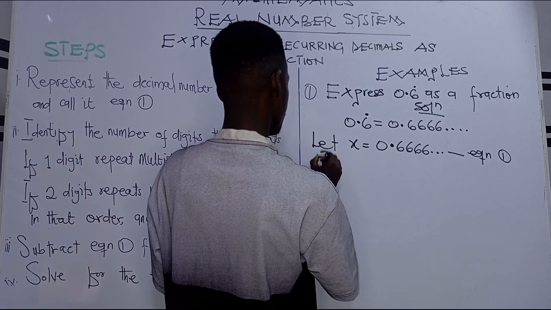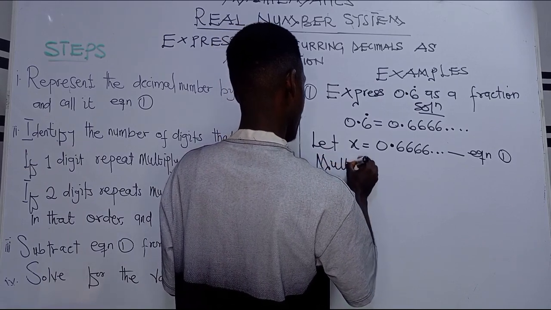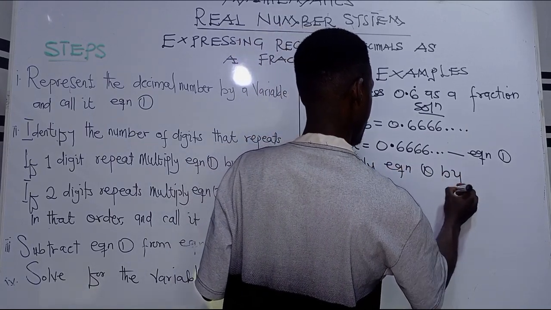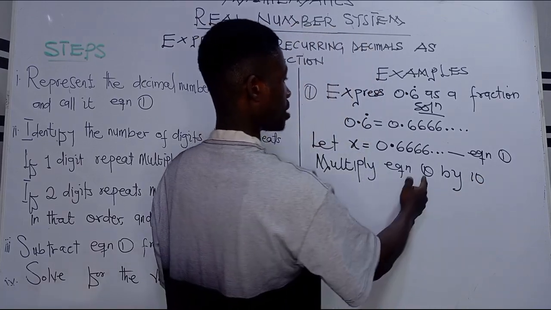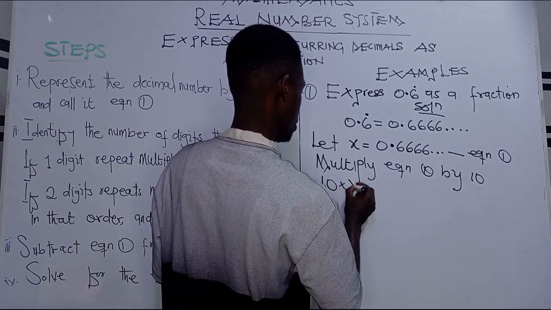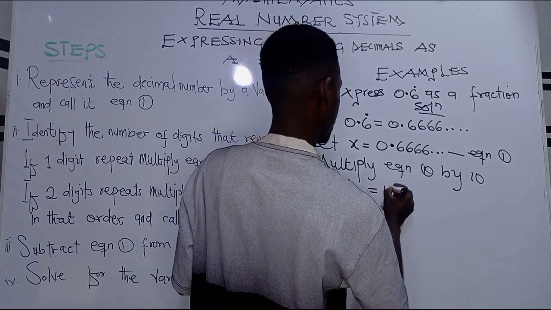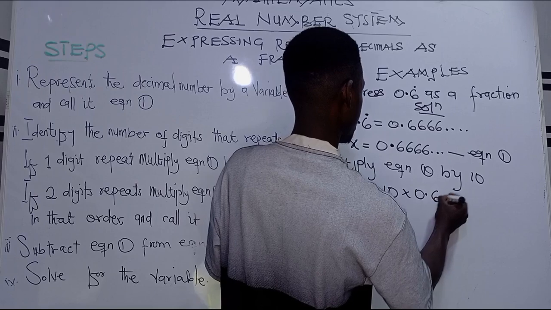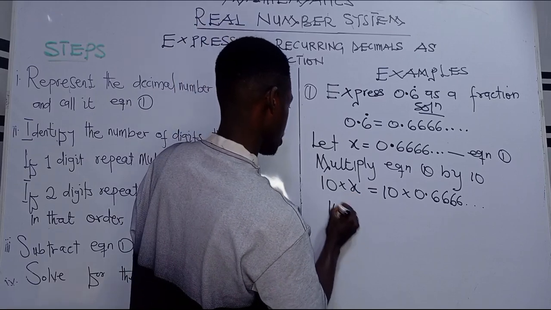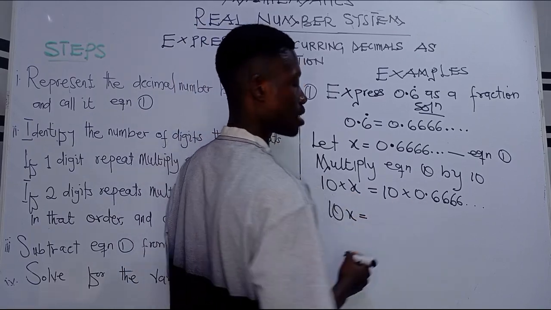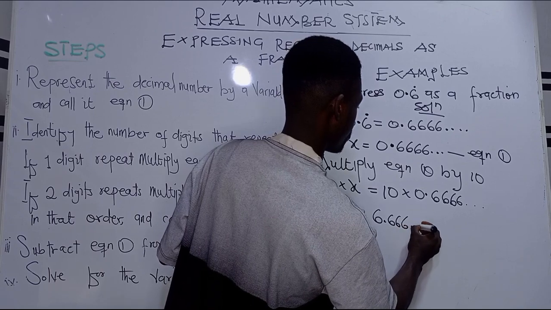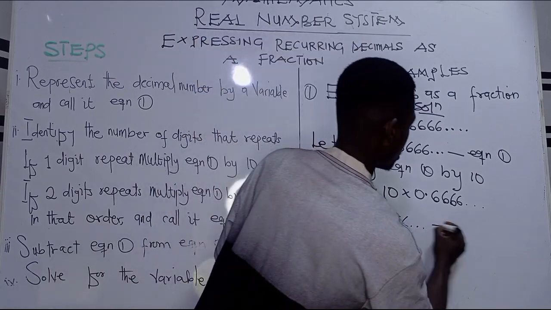So we multiply equation 1 by 10. 10 times x gives us 10x, and 10 times 0.6666 up to infinity gives us 6.666 up to infinity. And we call it equation 2.